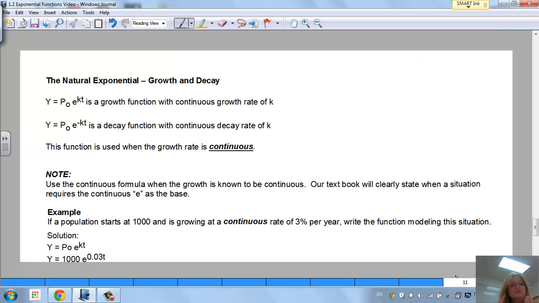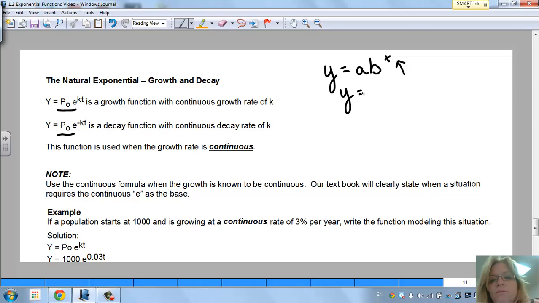The natural exponential function, growth and decay. It's a growth function with a continuous rate of k. This is a decay function with a decay rate of k. So they put the negative and positive here for you. They use P sub 0, which is the same thing as we've been using for a. And before, when we used y equals a b to the x, your b was 1 plus r or 1 minus r. Notice we have x here.